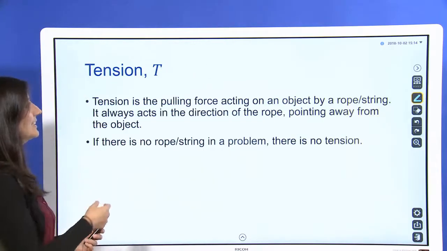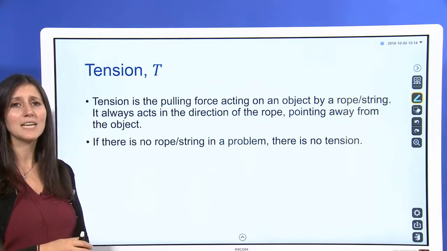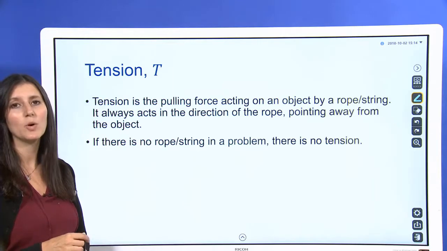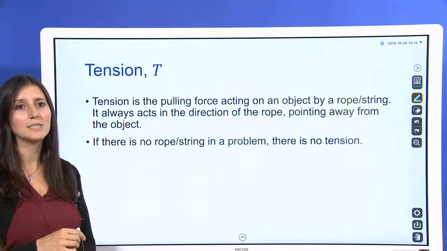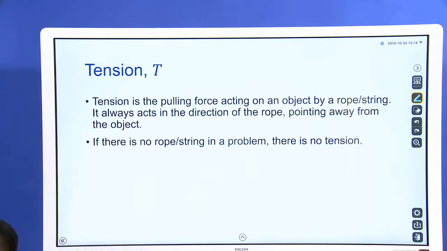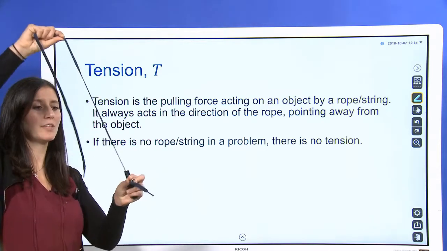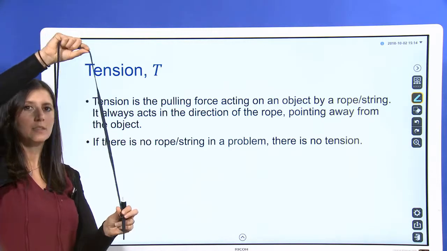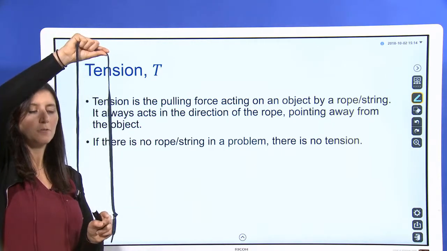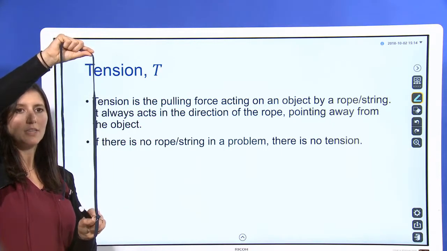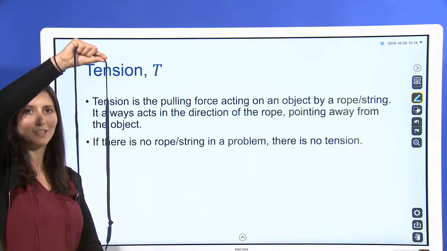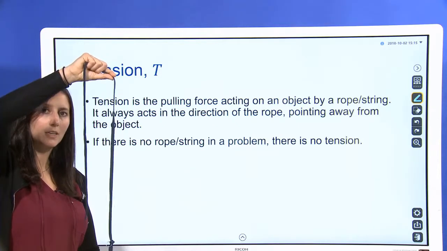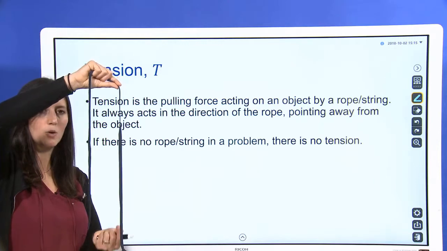Okay? Let's look at the next force, tension. So tension is the pulling force acted on an object by a string or a rope. And it's always acting in the direction of the rope, pointing away from the object. So for example, here I have a string, and on the end of the string is a ring tied to it. So the ring is my object. I'm holding the string. There's a force of gravity always that's exerted on this object, pulling it down towards the center of the Earth. But if that was the only force acting on the object, then the ring would be falling. So there must be an equal but opposite force holding it up.